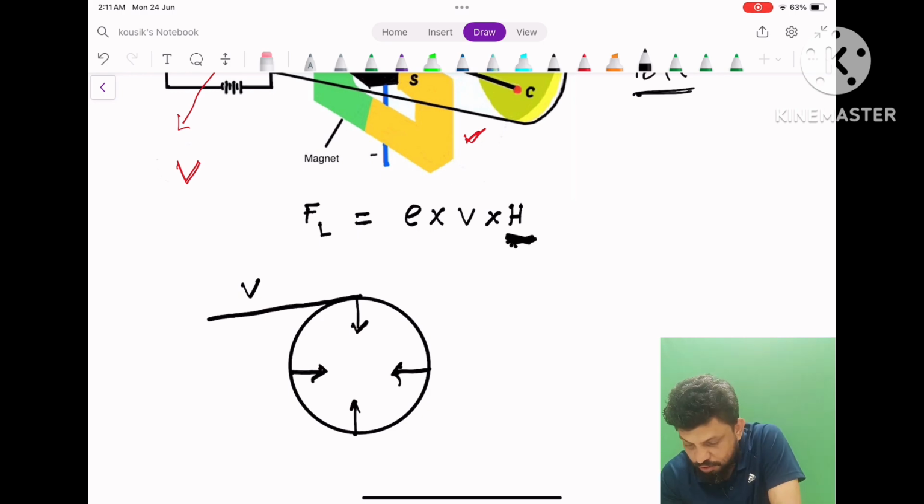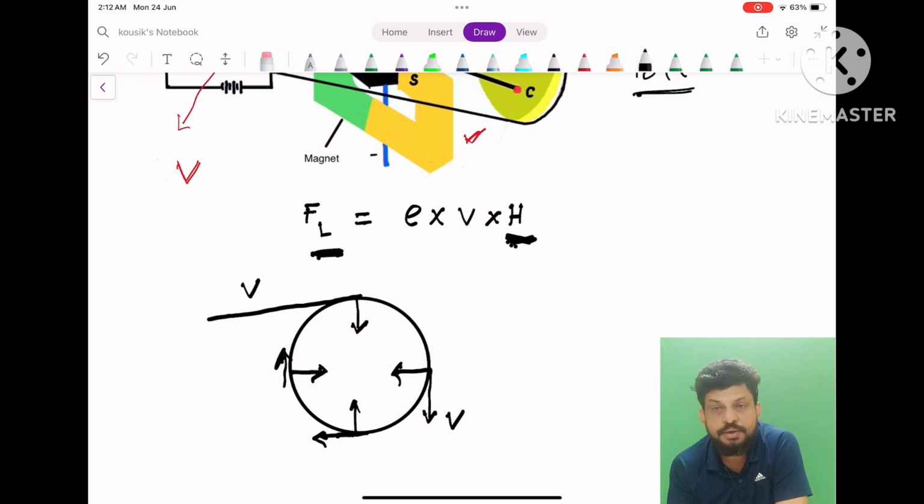As the value of H is not changing, the Lorentz force is also not changing. So it circulates at a constant velocity because the force is constant here. Here also v, here also v, here also v. And for this circulation, it produces a centripetal force.